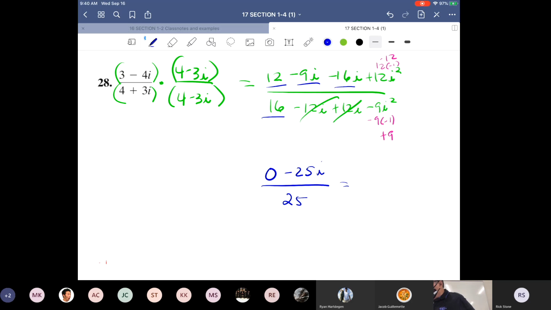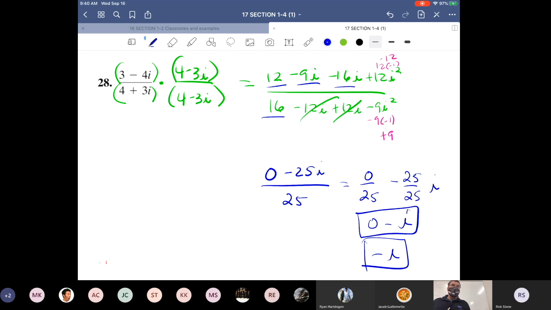If we broke that up, could we write that as 0 over 25 minus 25 over 25i, which would be 0 minus i, or could we just say negative i? Y'all with me? If they wanted it in good complex number form, a plus bi form, we could leave it like that. But in simplest form, it might just come up like that. Go with me? Again, I'll try to point out anything that could happen because I don't want you to get surprised or confused when you're on the CLEP test. Okay?